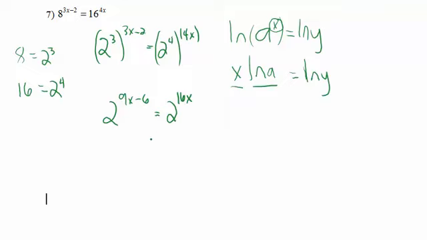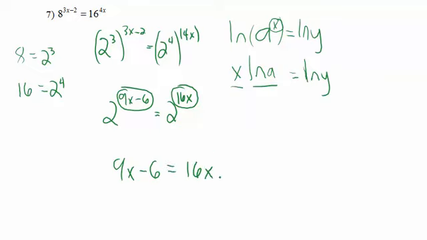And now the property I'm talking about is if I have an exponential equation where I have two exponential expressions equal to each other like I do here, 2 to the 9x minus 6 equals 2 to the 16x, that means these two exponents have to be the same thing, right? Which kind of makes sense. 9x minus 6. The exponents have to be the same if the bases are equal. Okay? And now I have just made my complicated exponential equation a pretty easy linear equation.